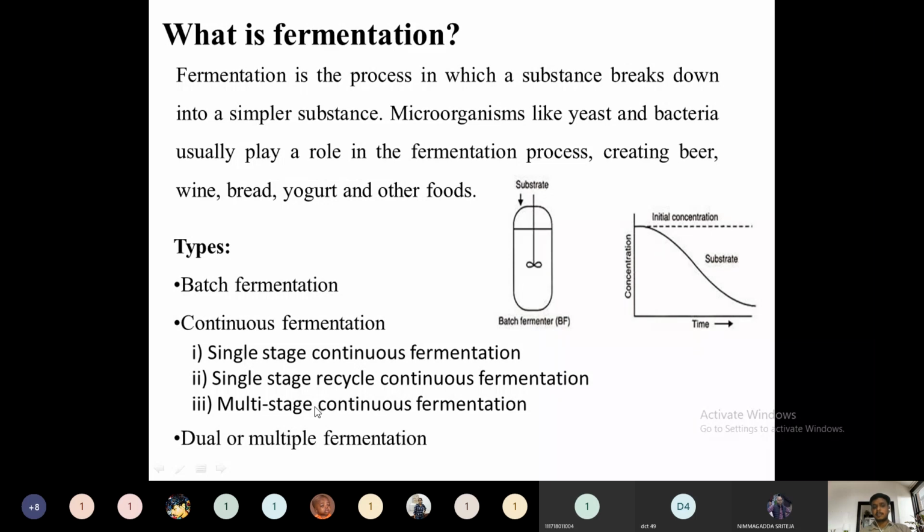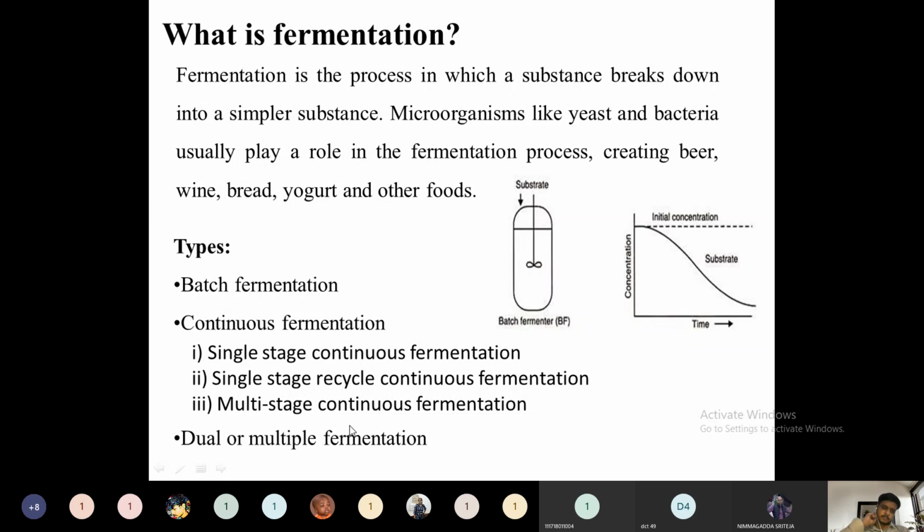Then multiple stage. Some microorganisms will produce toxic products in one fermenter. In order to remove the toxic products, we use certain other types of microorganisms in the next fermenter, which comes in sequence with the first fermenter. Or some of the unconverted materials will be converted using other microorganisms in the next fermenter. In those cases, multi-stage continuous fermentations are very advantageous, or we can say the dual or multiple fermentation process.